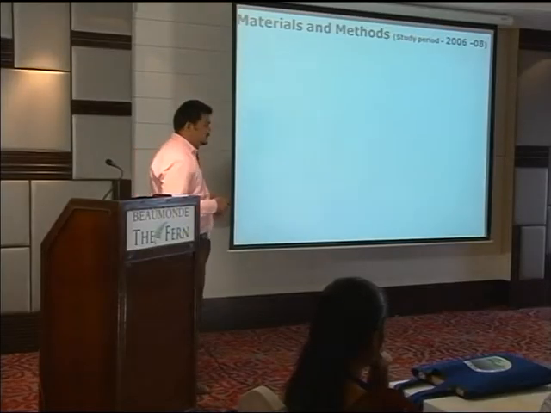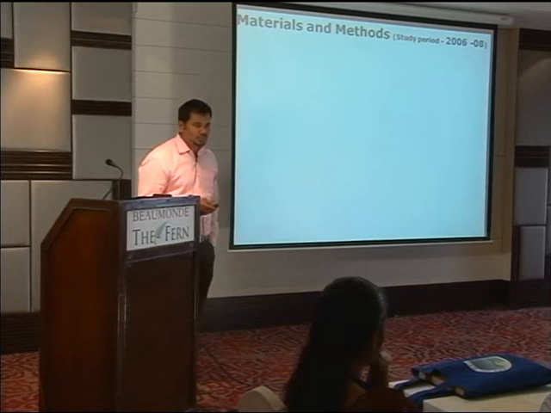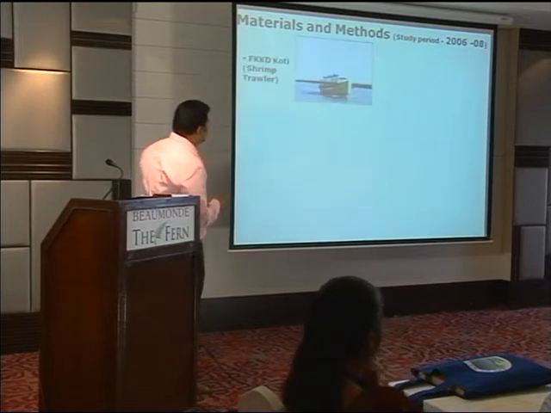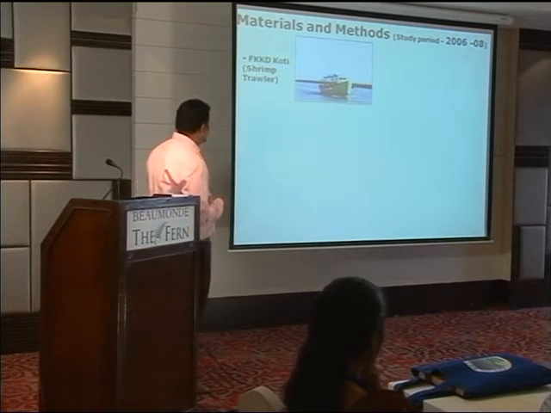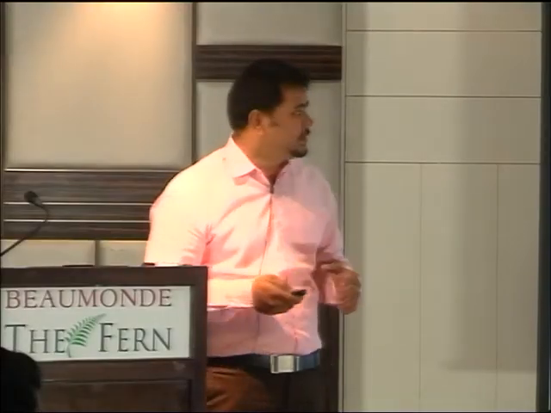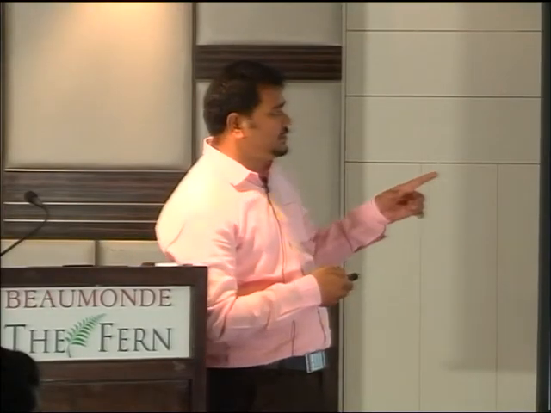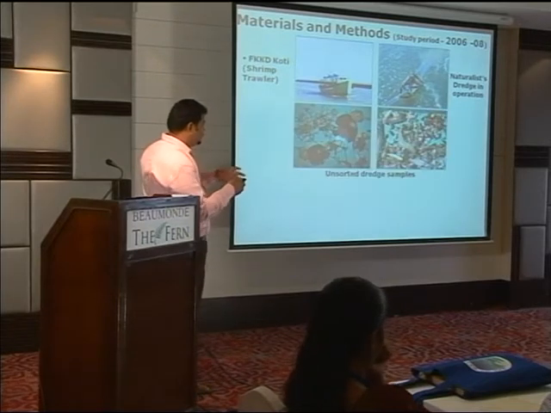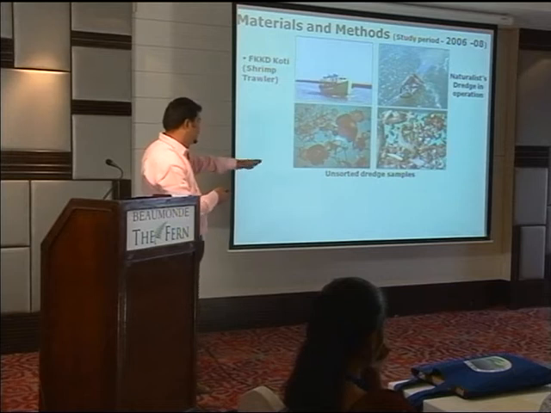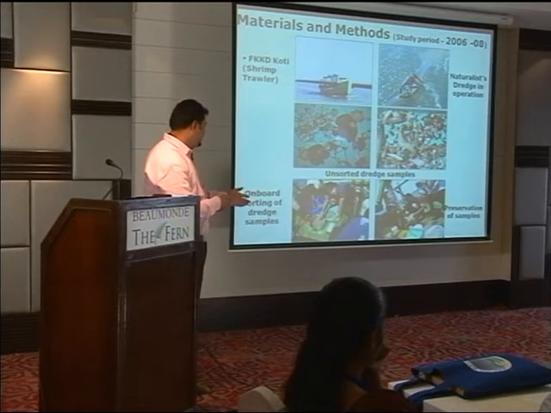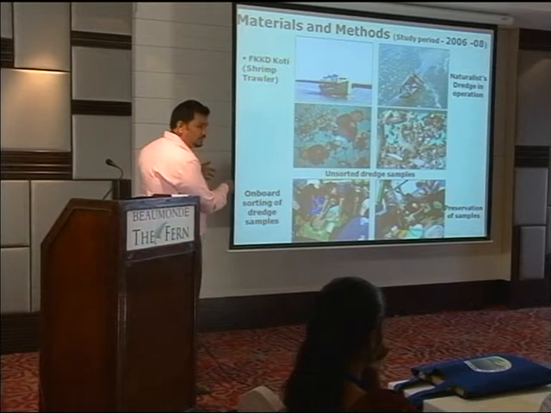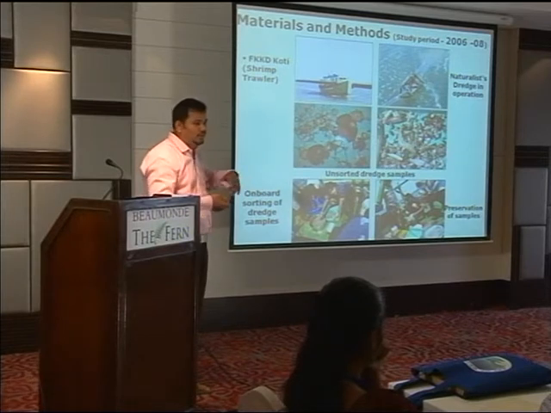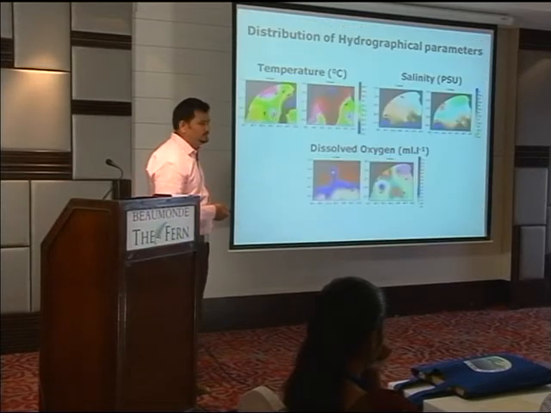For the materials and methods, the study was conducted during 2006 to 2008, covering 2 post-monsoons and 2 pre-monsoons. This is the sampling shrimp trawler with which we collected the biological, hydrographical and sediment parameters. This is the naturalist dredge with which we collected the epifaunal samples. These are the unsorted dredge samples, and from the epifaunal samples we sorted out the benthic fishes, which were preserved in formalin and alcohol.